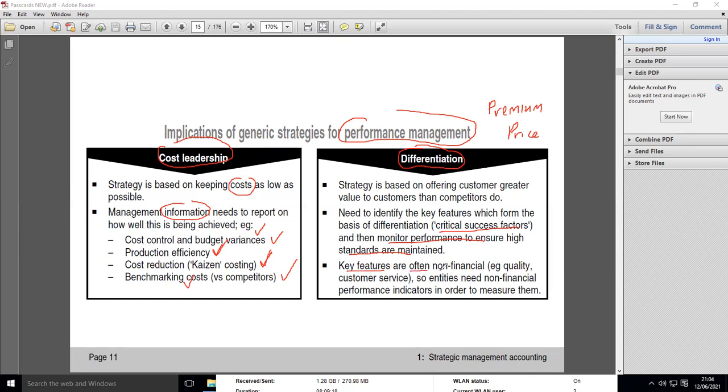Key features are often non-financial, e.g. quality, customer service. So entities need non-financial performance indicators. So that's what we need. So the performance management implication is that a company which is pursuing differentiation will be looking at KPIs, and most of these KPIs will be non-financial.